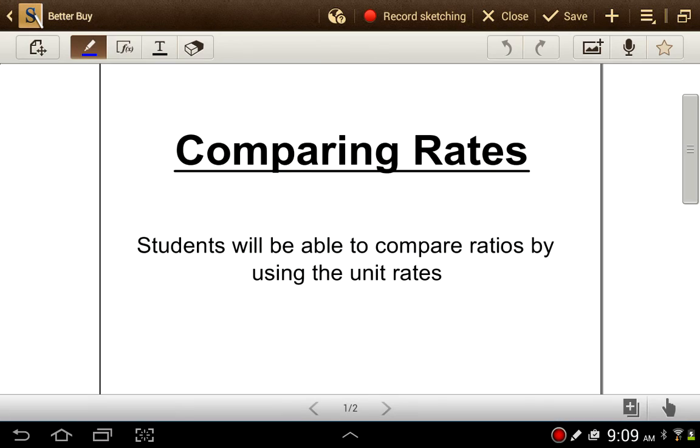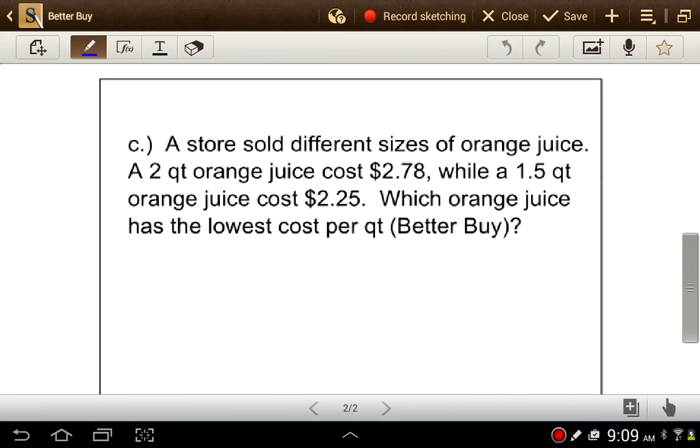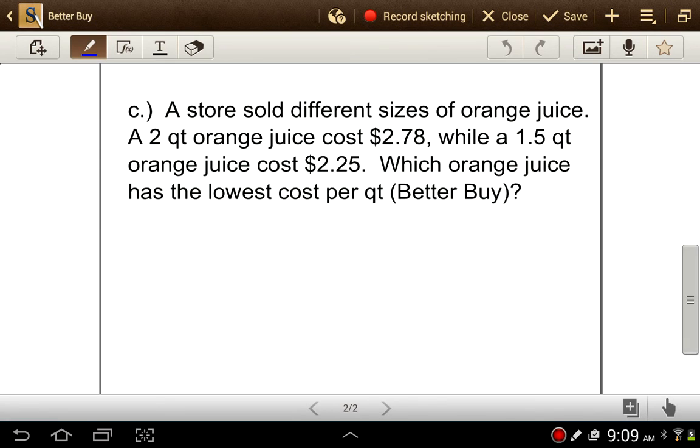All right. Okay, in C, a store sold different sizes of orange juice. A 2-quart orange juice costs $2.78. A 1.5 quart orange juice costs $2.25. Which orange juice has the lowest cost per quart? The better buy. Which one is the better buy? Okay, so in this one, I'm going to do cost per quart. So I'm going to do money on top and quarts on the bottom.